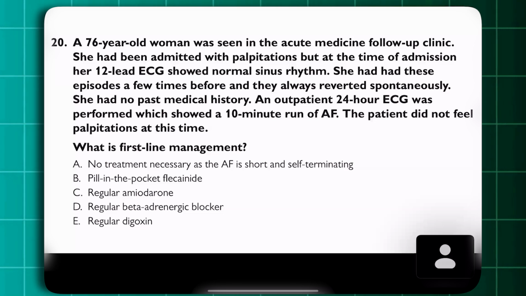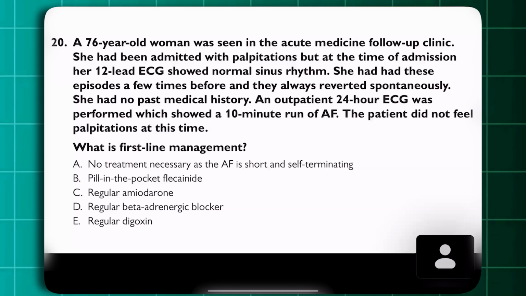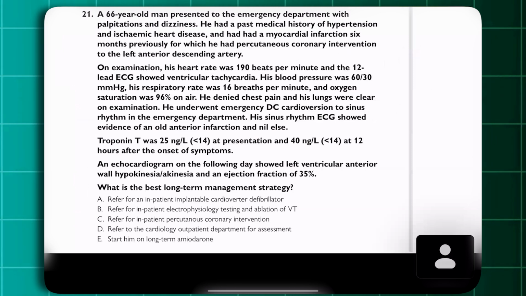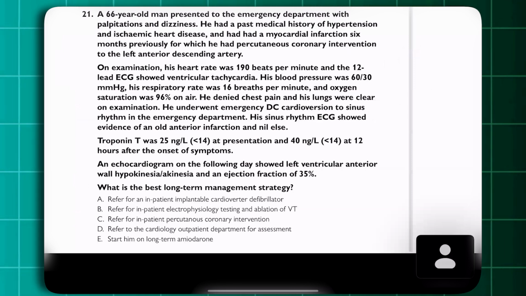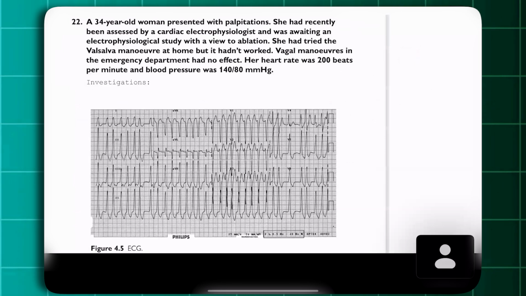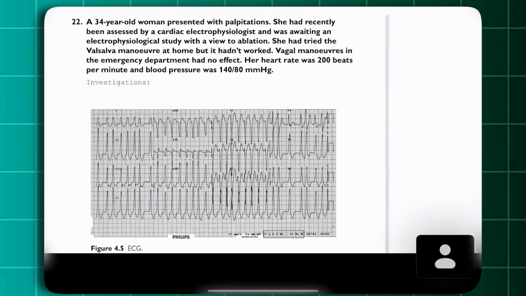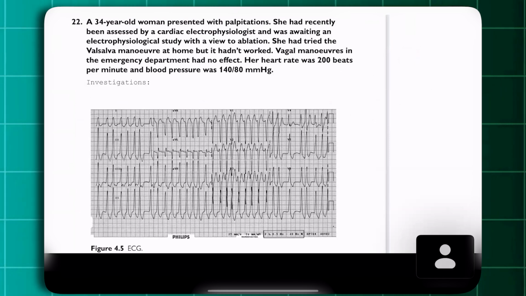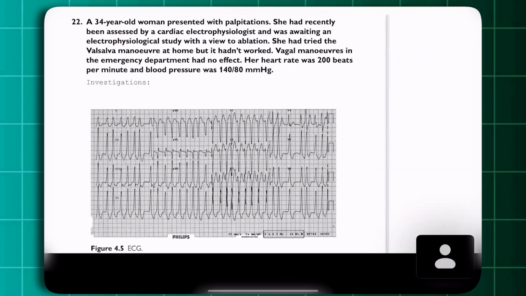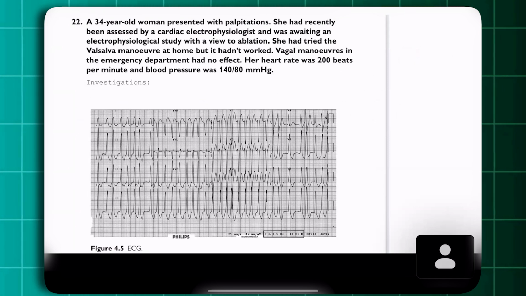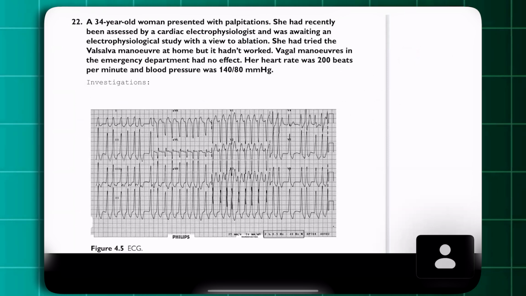Okay. So this is the third question. This is showing the ECG. A 34-year-old woman presented with palpitations. Recently, she has been posted for ablation and has been reviewed by the electrophysiologist. She tried the crossover maneuver, which did not work. Vagal maneuvers had no effect. Heart rate is 200, blood pressure is stable, so she is not hemodynamically unstable as of now. This is the ECG. Analyze the ECG, and then I can show you the options and we shall discuss.